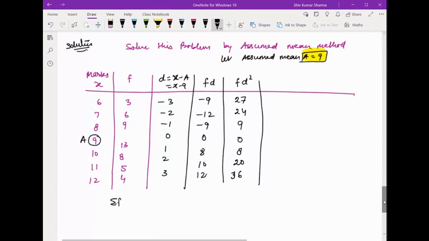So we do the summation of f, which is 3, 9, 18, 31, 39, 44, 48. The summation of fd is 0. And the summation of fd square we calculate as 124.